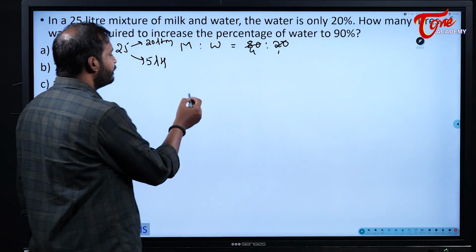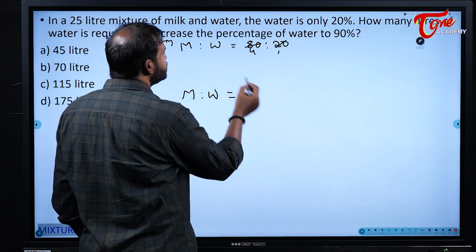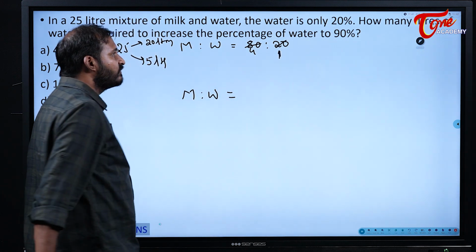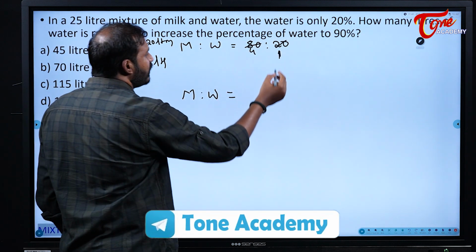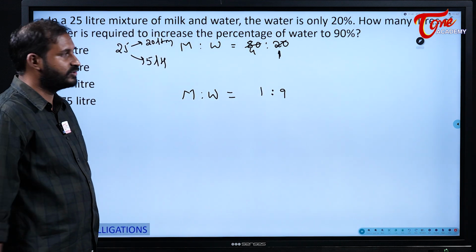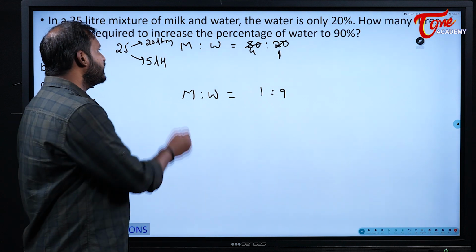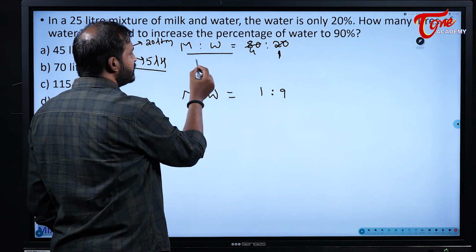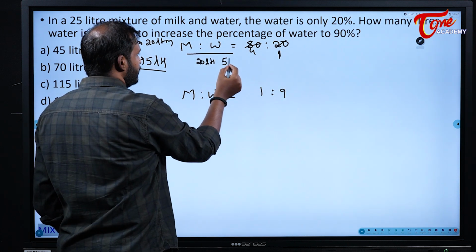That means 90% water. Tell me what is the ratio of milk and water in that case? 1:9. Milk and water will become 1:9. Now please see here, students, just now we calculated that in my earlier mixture, milk is 20 liters and water is 5 liters.